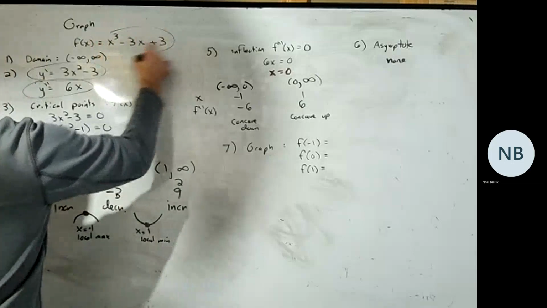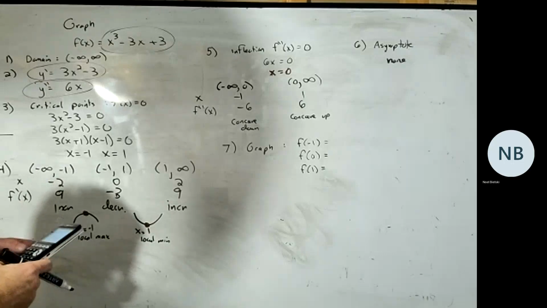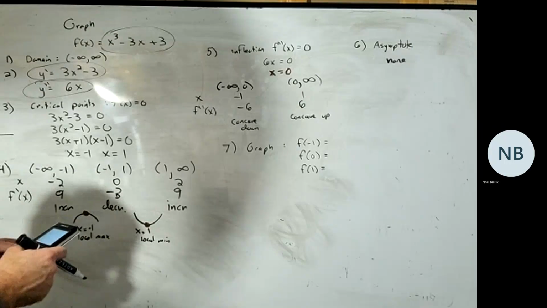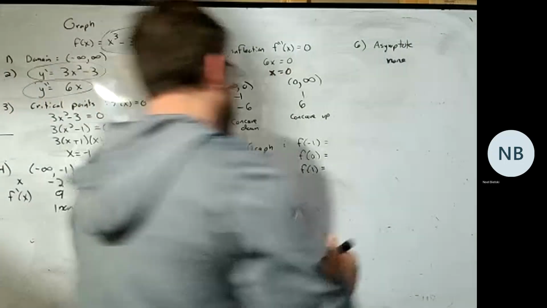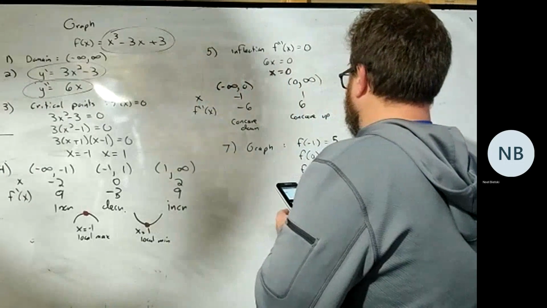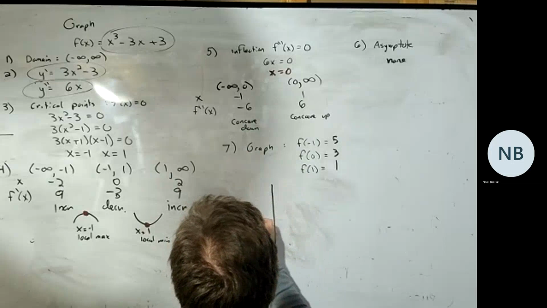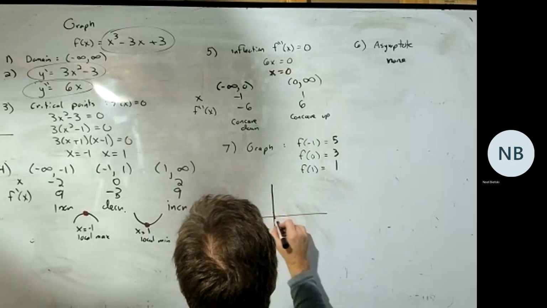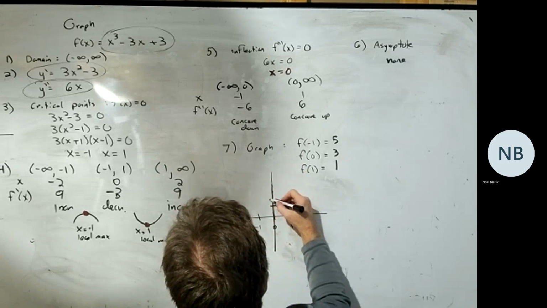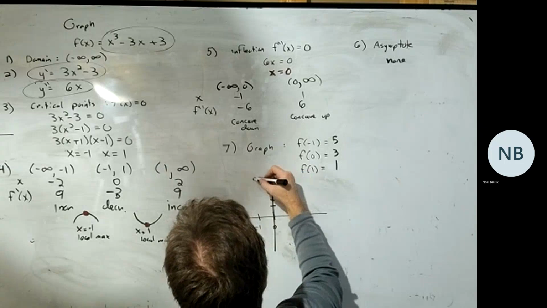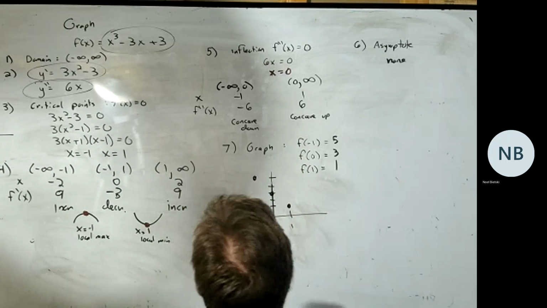Remember the function: x cubed minus 3x plus 3. With -1, 0, and 1 from our table, I get 5, 3, and 1. So when I graph this, at -1 I get 5, at 0 I get 3, and at 1 I get 1.